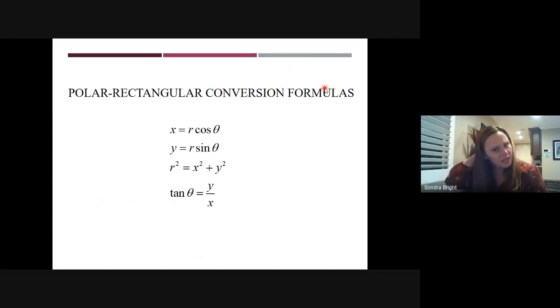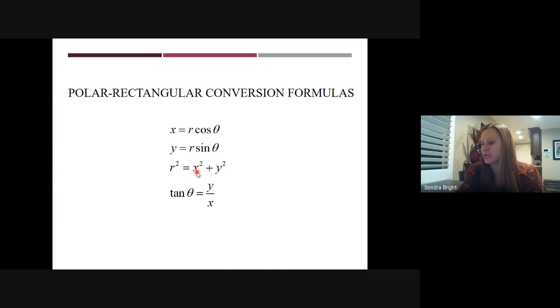And then you can always find theta, especially you can always find it with this. Tangent of theta is y over x. I usually don't use this unless it's cosine and sine values that I don't recognize, like they're not one of my special angles. But if they're a special angle, then you don't really need that.